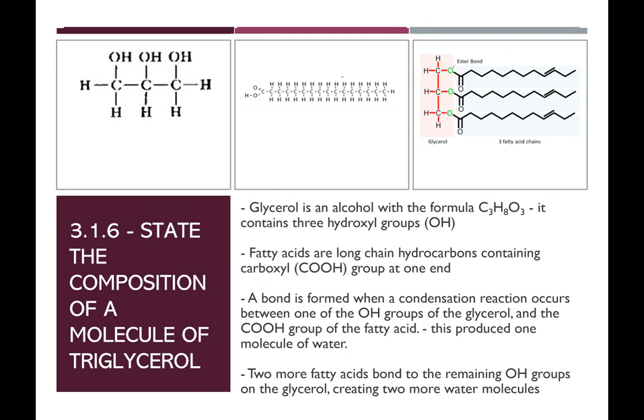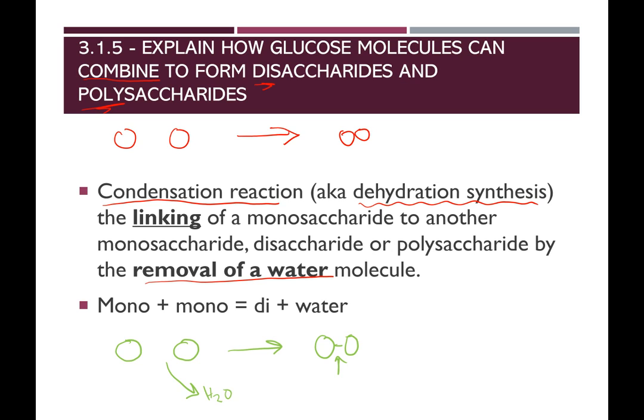So let me go back. So we do this multiple times to create a polysaccharide. So this prefix di means two. The prefix poly means many. So whether we do it once to put two things together, or we link a lot together in a polysaccharide, we're going to do the same process. We're going to do dehydration synthesis where we remove a water to combine these molecules together.